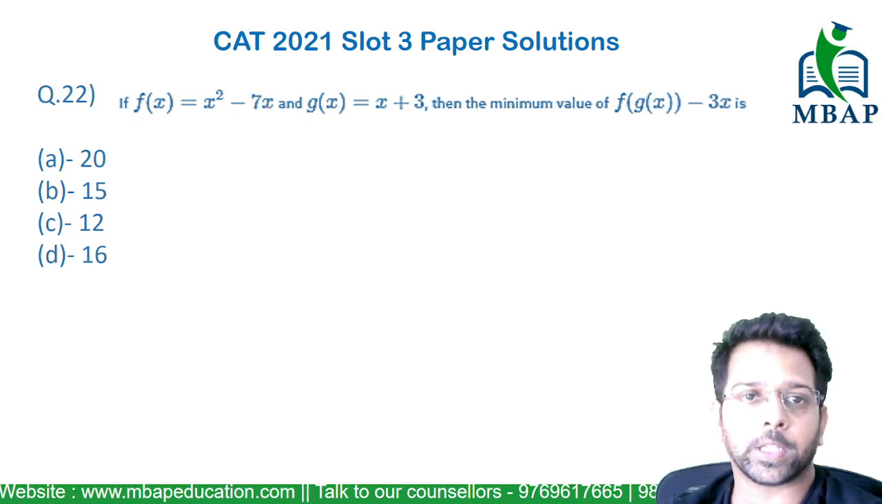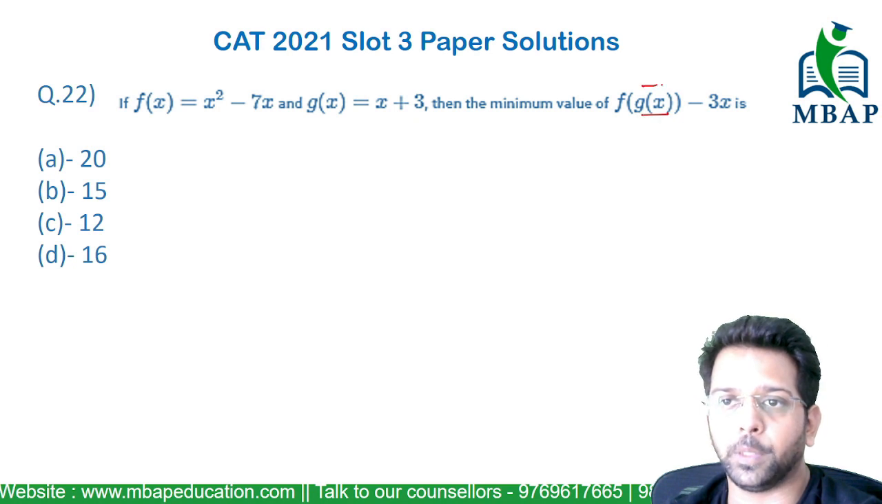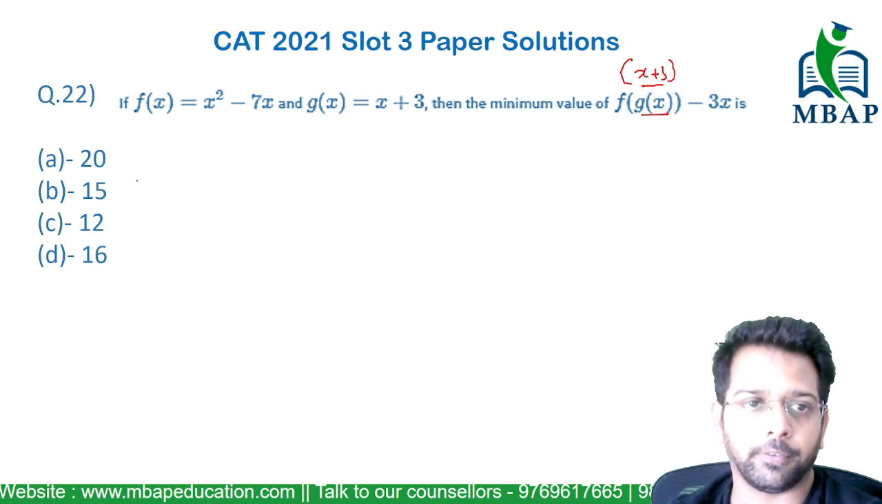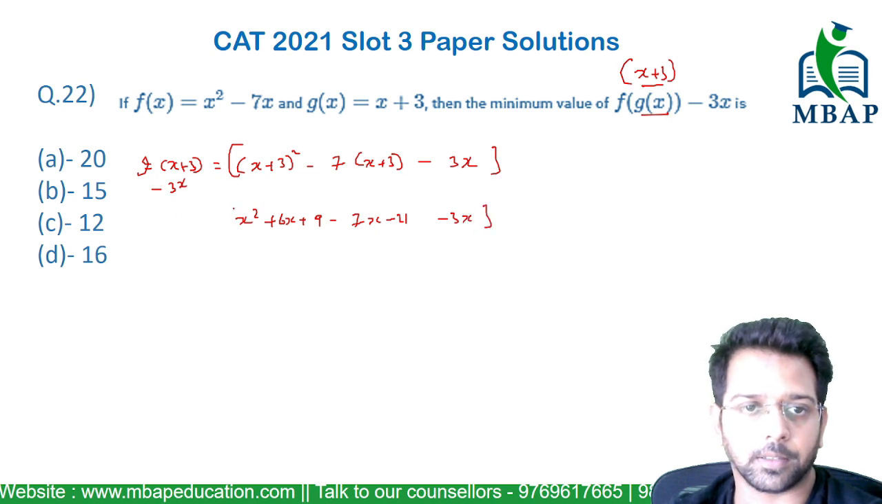If f of x is equal to x squared minus 7x and g of x is x plus 3, find the minimum value of f of g of x minus 3x. G of x has been given to you as x plus 3, so you would have to find the value of f of x plus 3 minus 3x. So f of x plus 3, let's find out this value first. This will be x plus 3 the whole square minus 7 times x plus 3. And you have to subtract 3x from this, so let's subtract 3x from here. You have to find the minimum value of this part, which will become x squared plus 6x plus 9 minus 7x minus 21 minus 3x.